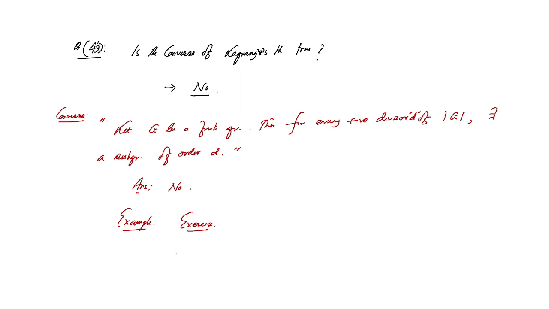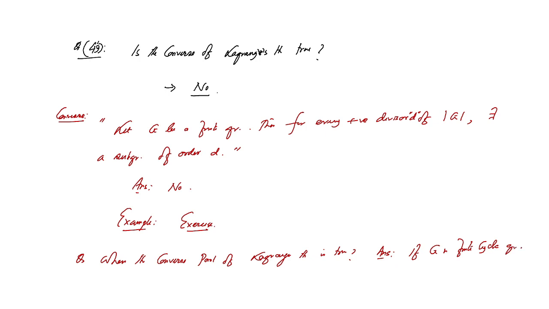So now the question is, when will the converse of Lagrange's theorem be true? The answer is, if the group is cyclic or abelian. If G is a finite cyclic group, then the converse part is true. Or maybe the group is abelian; in that case, the converse is true. This kind of concept helps us to give answers in some index questions.